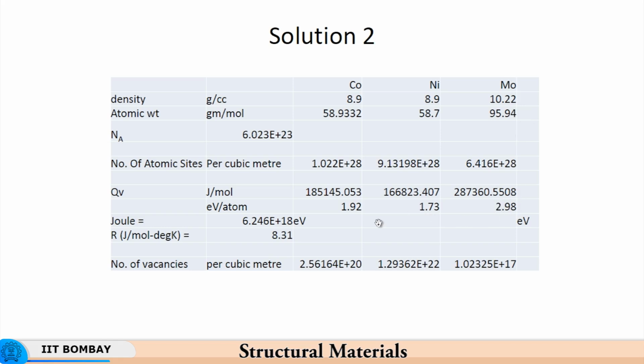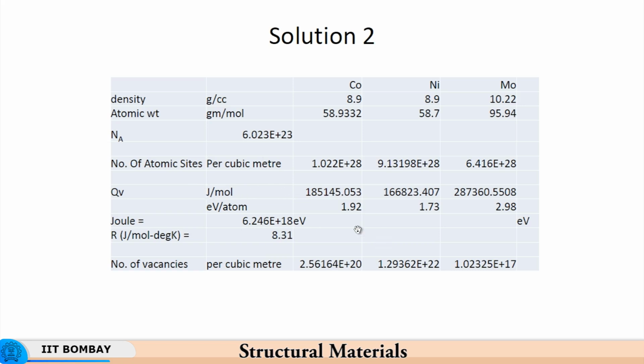And so, if you have to convert this to per mole basis, then you need to multiply it by Avogadro number of atoms. So that will be electron volts per mole, and then you convert this into joules by using this factor, 6.246 times 10 to the power 18 electron volts is 1 joule. So if you multiply this with Avogadro number and divide by this, then you will get the activation energy in joules per mole.